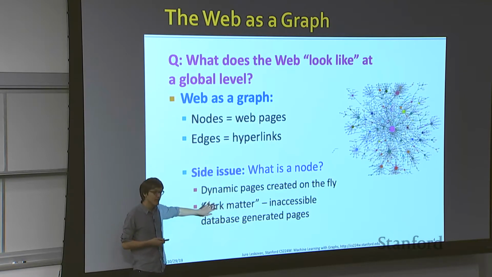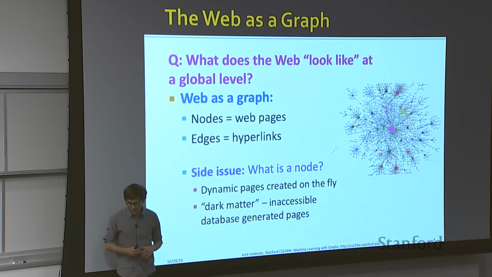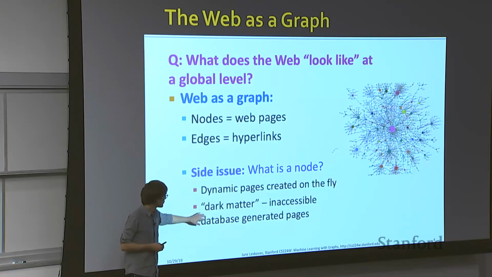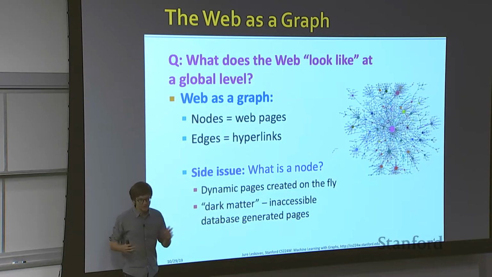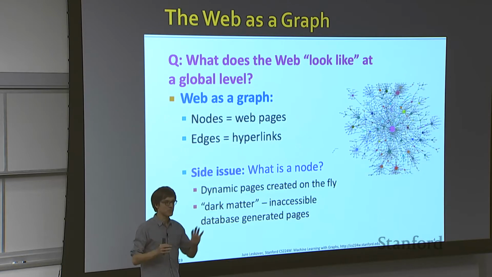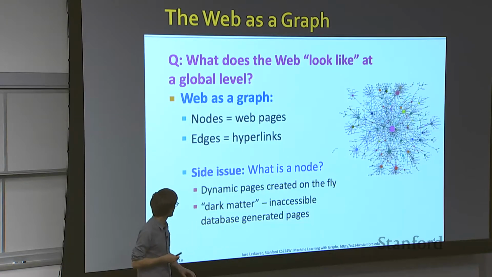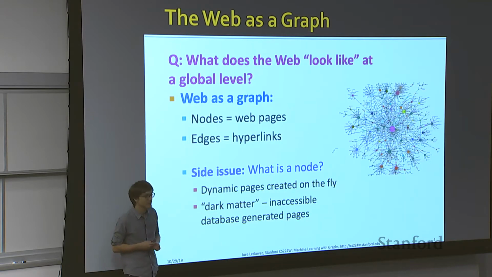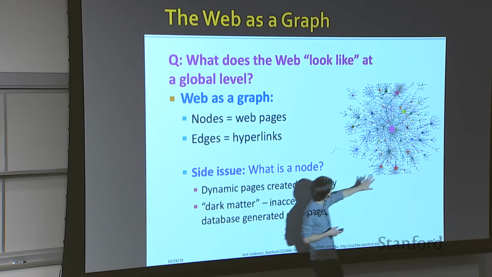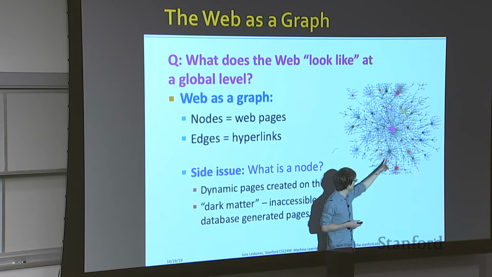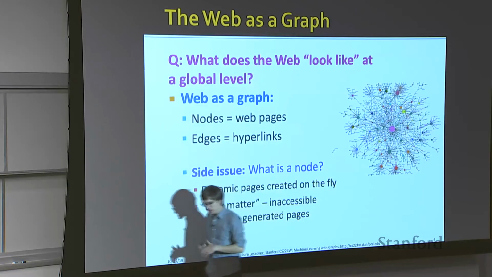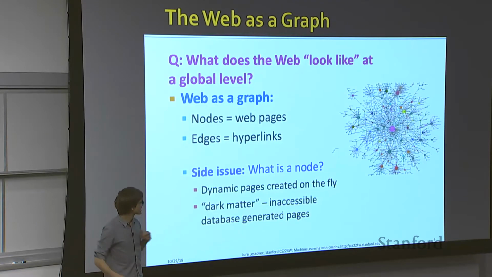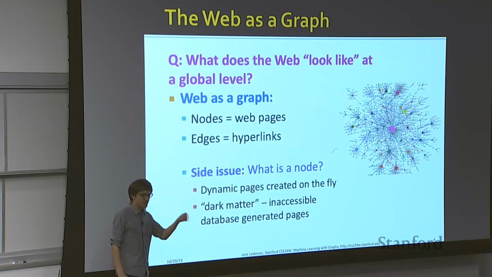The other thing we will also ignore is what people call dark matter, which would be inaccessible pages on the web that are behind firewalls, behind passwords, logins, and so on. So these are issues we will ignore. For us, the web will be this set of web pages. There will be links between those web pages, and all these web pages have unique URLs. So when I say a page, I mean a unique URL.